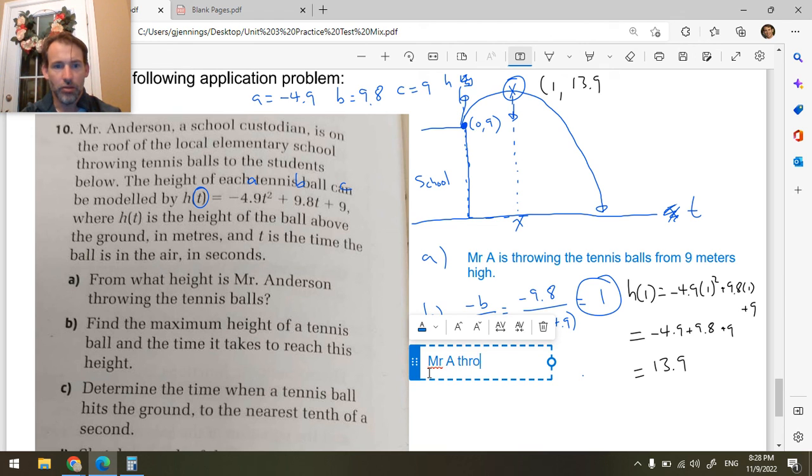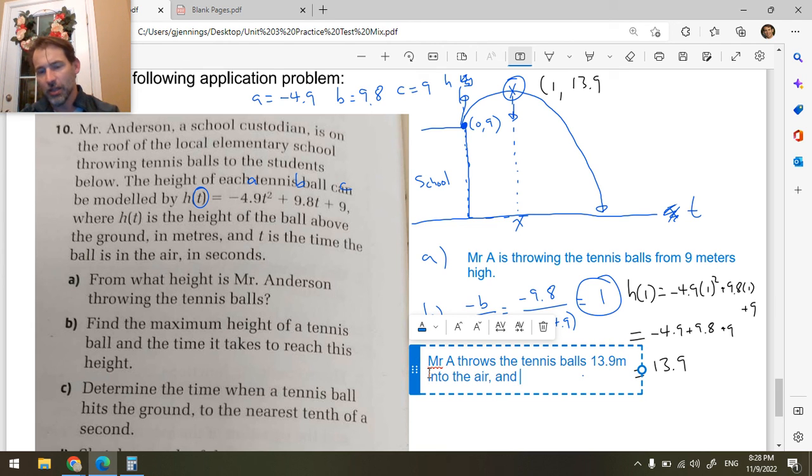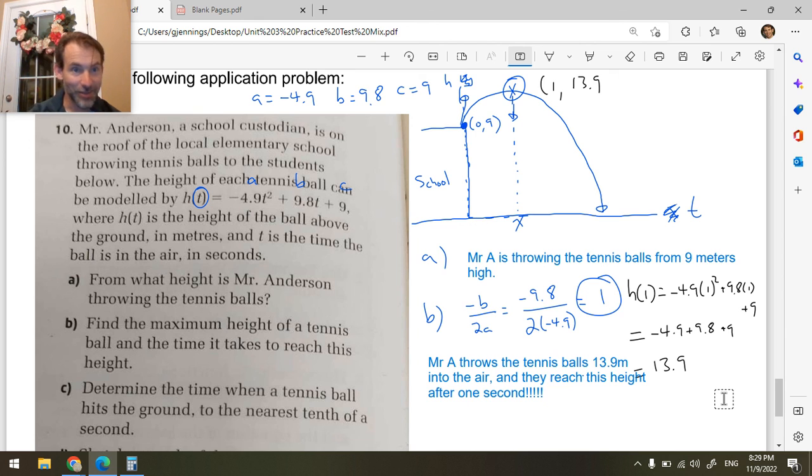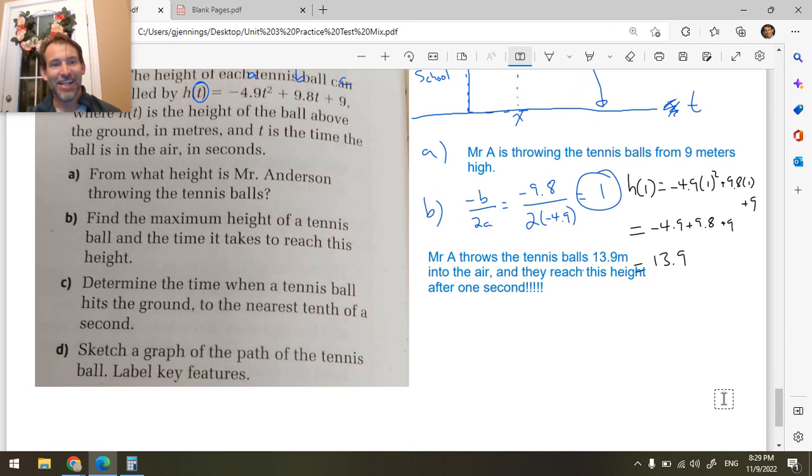Mr. A throws the tennis balls 13.9 meters into the air, and they reach this height after 1 second. If you're as excited as I am about that, you can use that many exclamation marks. Determine the time when the tennis ball hits the ground.